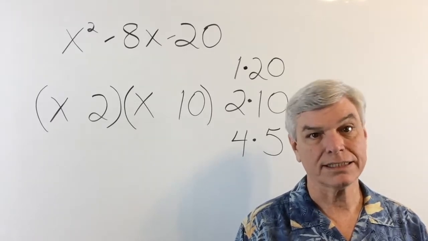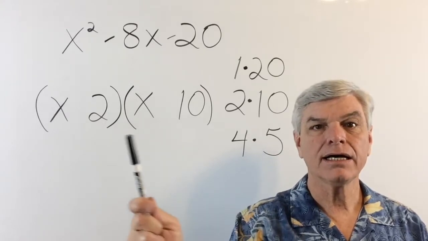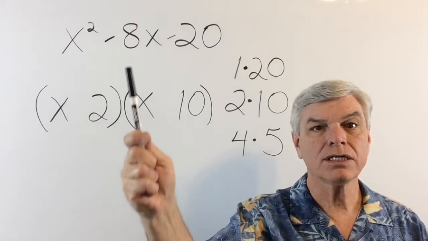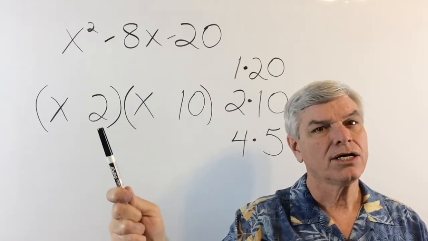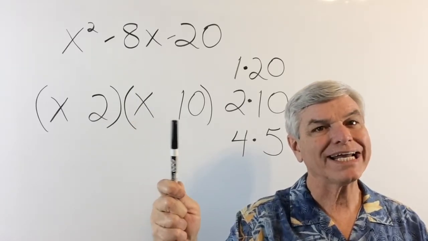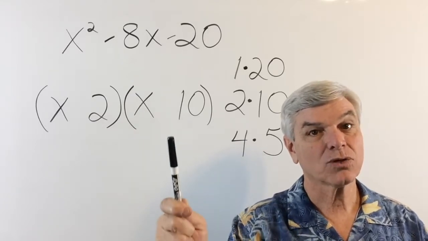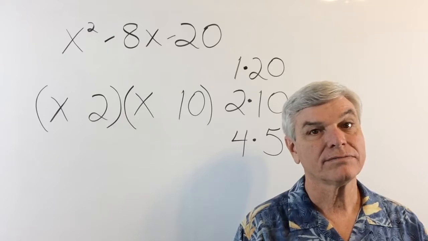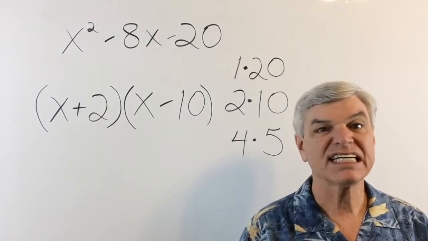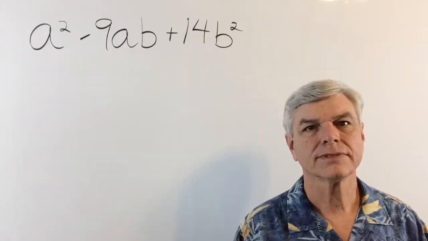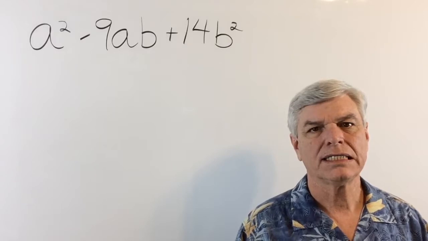And which one is it? Well, 10 minus 2 is +8, so it isn't that. 2 minus 10 is -8. So that's where our negative is going to be. And that is our answer. Now let's try something a little trickier. Oh, well, that has a lot of things going on.